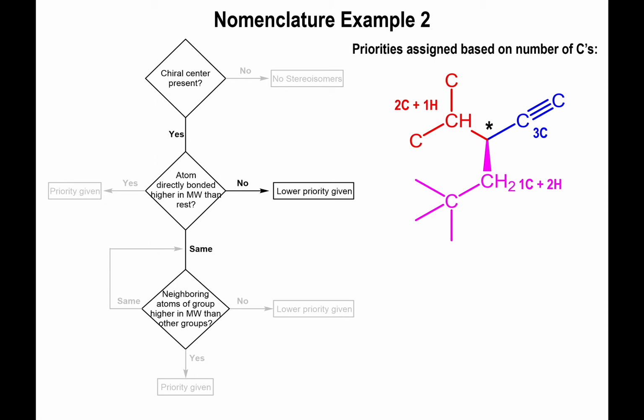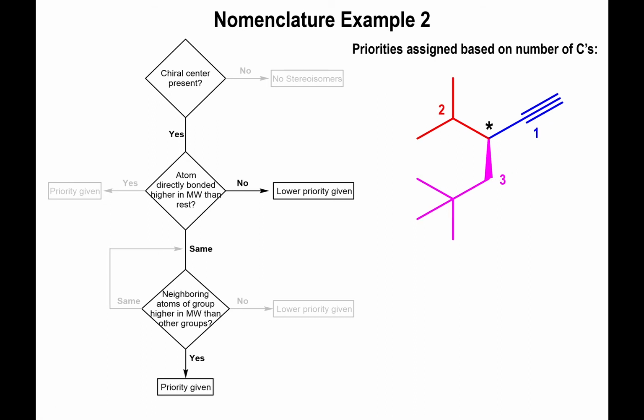So we have found out that alkyne is group 1, isopropyl is group 2, and the CH2 group here is group 3.